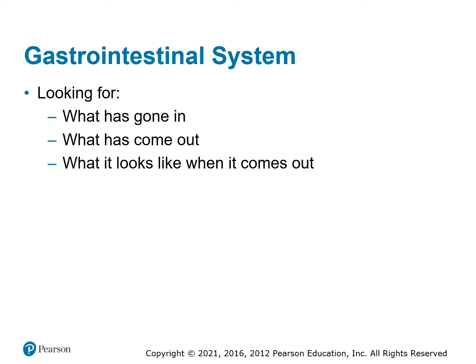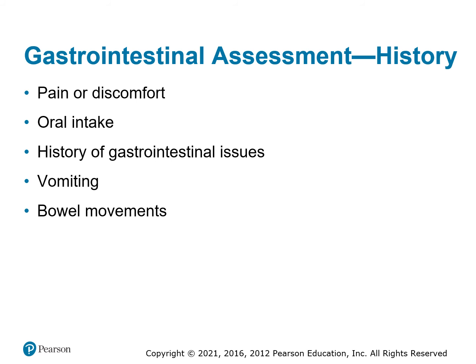GI issues. What's gone in, what's come out, and what does it look like when it comes out? It's pretty simple. If it's active bleeding, it's red. If it's older bleeding, it's coffee grounds or black, tarry looking. So that's a simple one to go through. Look for pain or discomfort in the belly. Where is it in the belly? What did they have to eat last, drink last?